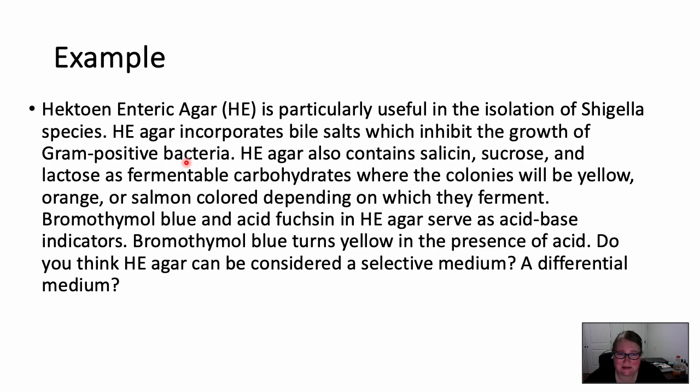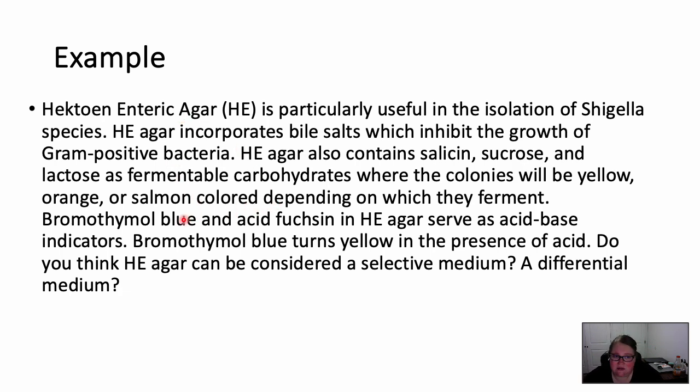So let's look at what tells us whether it's differential or not. Remember, differential is going to use an indicator or a color change to show the difference between different species. And it says right here in the next sentence that it has these three carbohydrates that will change the colony's color based on which one they ferment. So that's differential. It's a way to tell the different ones apart. If one ferments salicin, it's going to turn yellow. If it ferments sucrose, it's going to be orange. If it ferments lactose, it's going to be that salmon pink color.